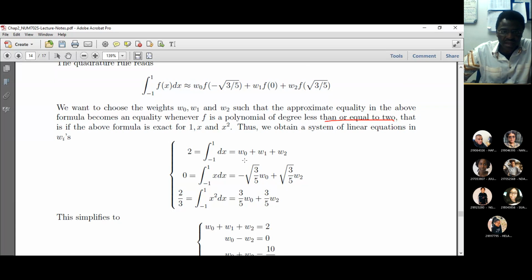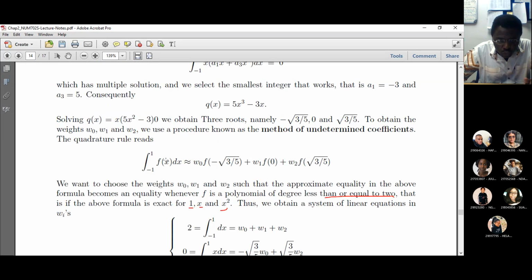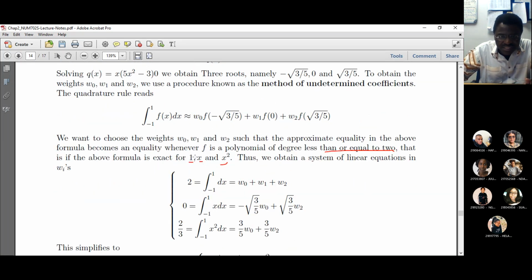Okay, so now if you take x to the k, for k equal to 0, it will be 1. For k equal to 1, it will be x, and for k equal to 2, it will be x squared. So we take this rule and replace f of x with these 3 functions. For the first function, when f of x equal to 1, we put 1 here. We integrate this, and we say it is equal, because we are saying it's exact.